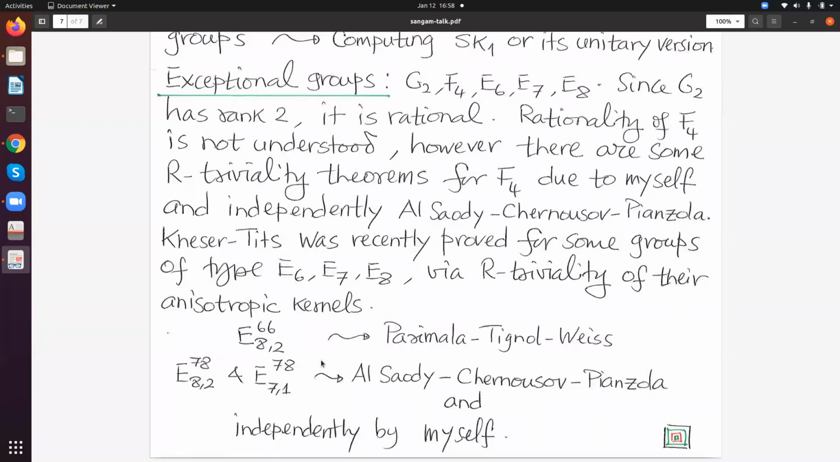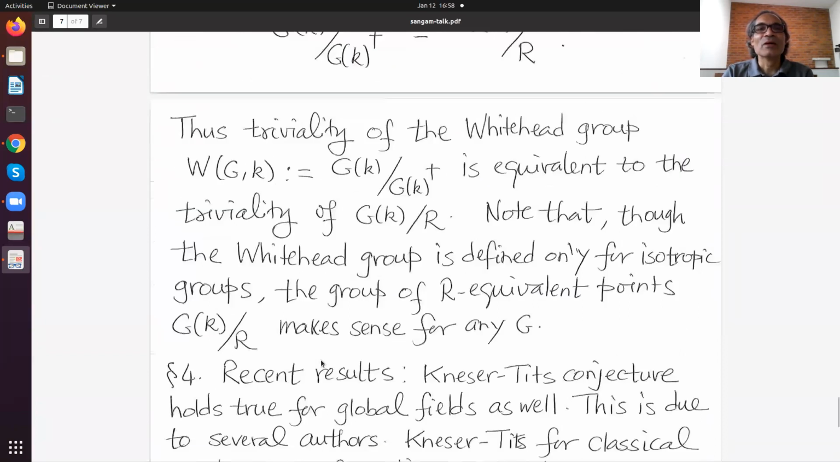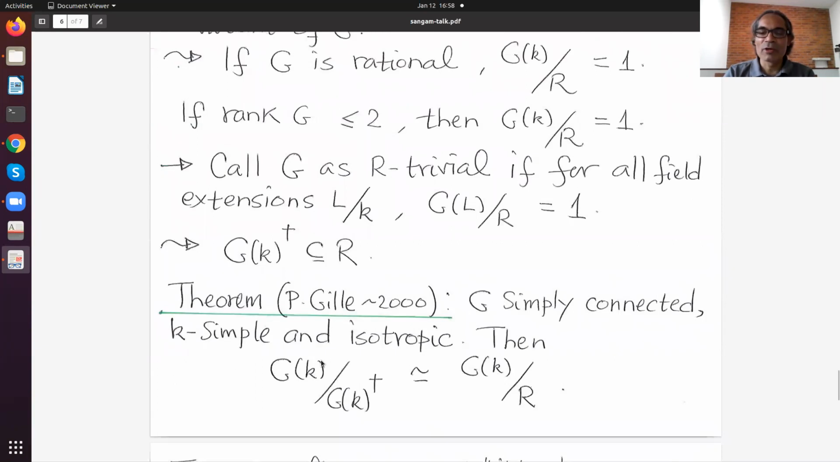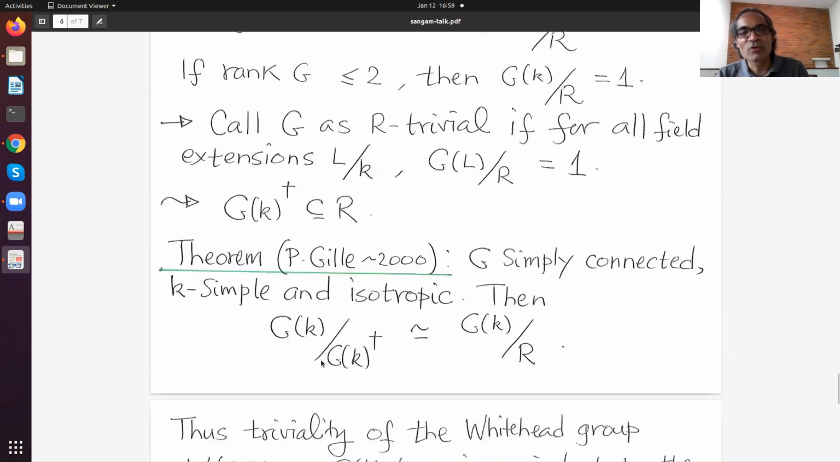The question is, can you recall Philip Gille's result? Gille's result was that G(K) mod G(K)-dagger is isomorphic to G(K) mod R. Don't ask me the proof right now. I'm not asking. Does he prove that R is the same as G(K)+? Yes, more or less. Not really, I'm saying more or less.